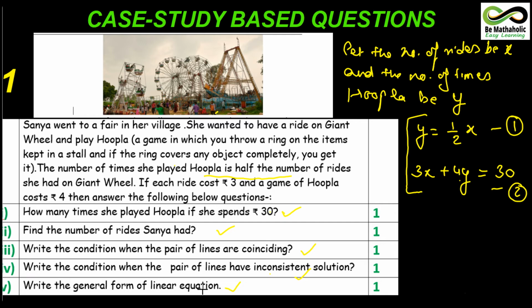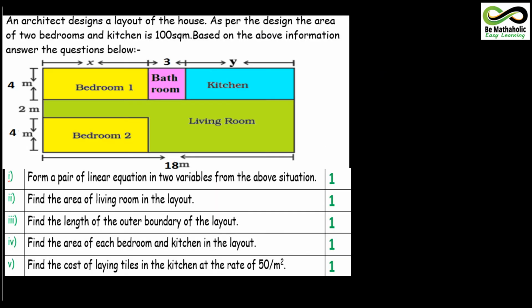Now all of you must be aware of the general form, as I said and discussed before. ax plus by plus c equals 0 is the general form of a linear equation. So children, do remember, in the case study based questions, there are questions being asked which are related to the chapter and the topic. It's not always that you get the questions from the details given to you here. Okay, I hope you have understood this question now. So let's go to the next question.